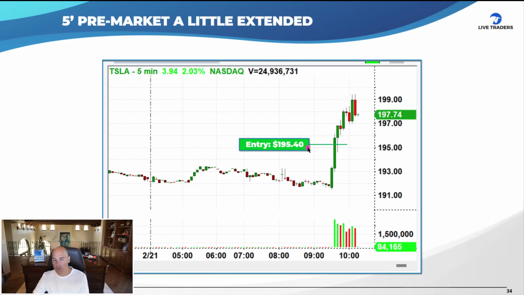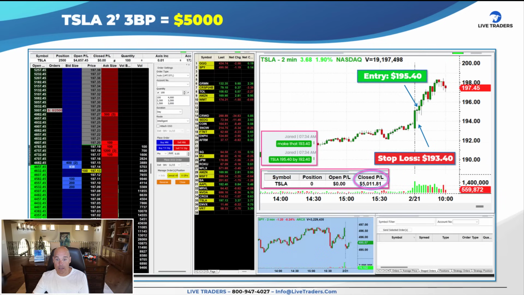Why do I notate 195.40? Because this is roughly the area we took it. Probably up a little bit more than that, actually, right? Probably right there. I took this thing at 195.40. After this was a difficult decision for me on Tesla. So I go back and I look at this.